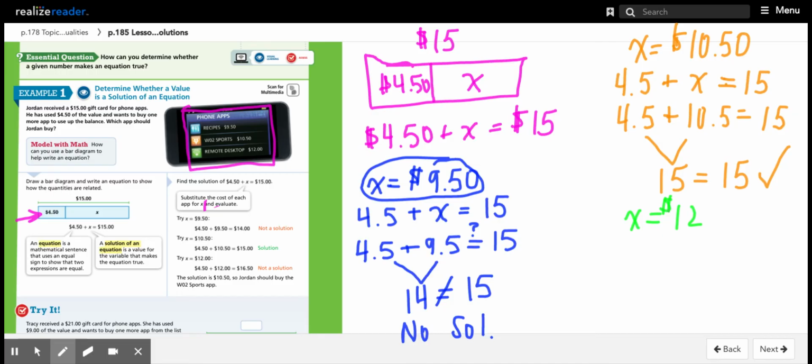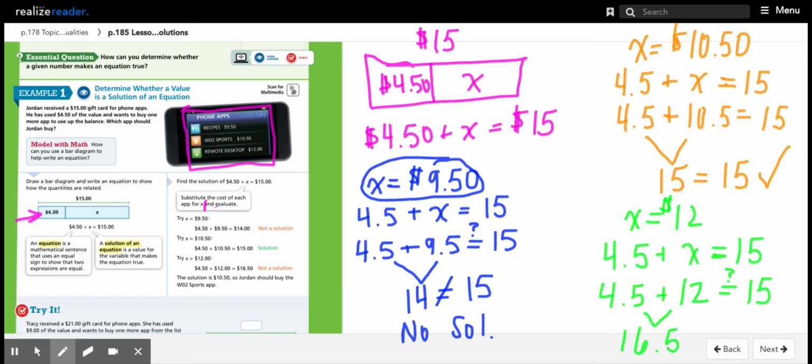So again, I'm rewriting my equation. If I rewrite my equation, that's going to minimize my mistakes. So 4.5 plus X is going to equal 15. Or it should equal. We're seeing if this is a solution. So let's plug it in. 4.5 plus 12. We're saying, does that equal 15? Well, 4.5 plus 12, I'm solving the left side of the equation here, is 16.5. 16.5 is not equal to 15. So again, I say no solution.